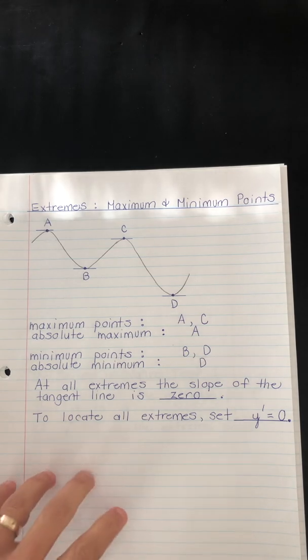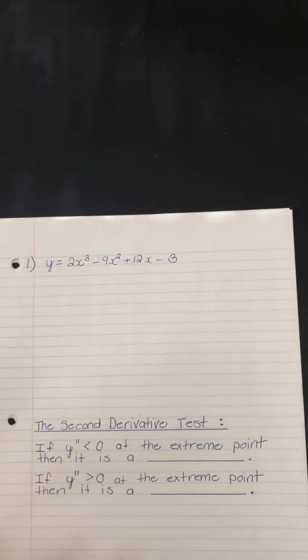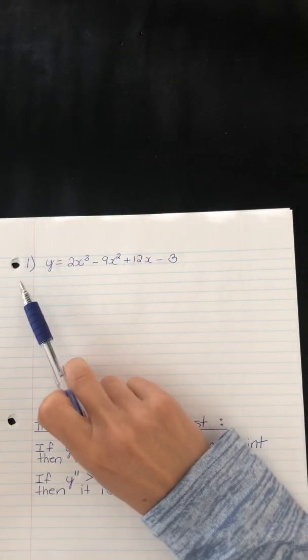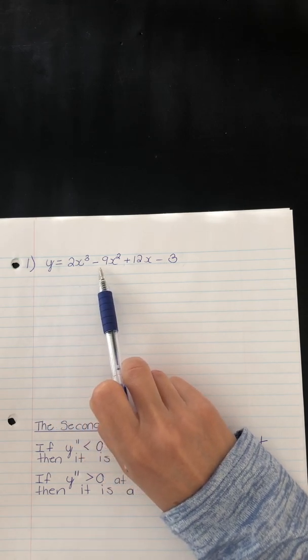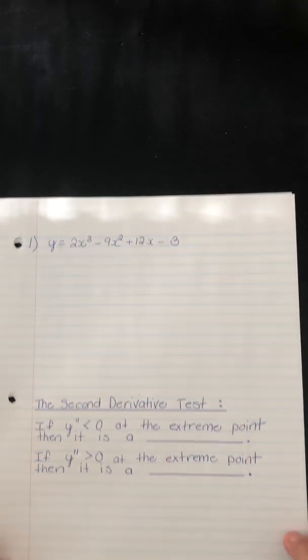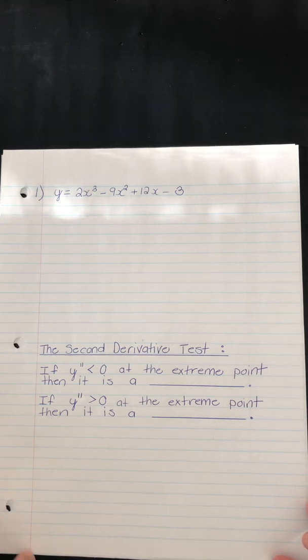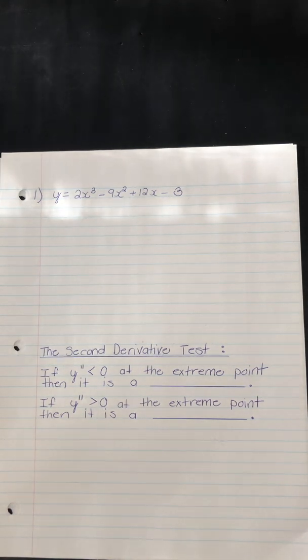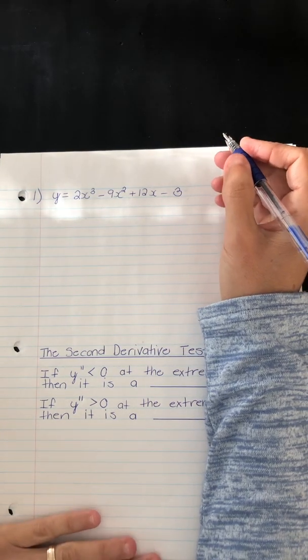So now we're going to look at a first example. Okay, so here is our first function. y is equal to 2x cubed minus 9x squared plus 12x minus 3. And if we would like to locate the maximum and minimum point or points, we're going to take y prime and set it equal to 0.